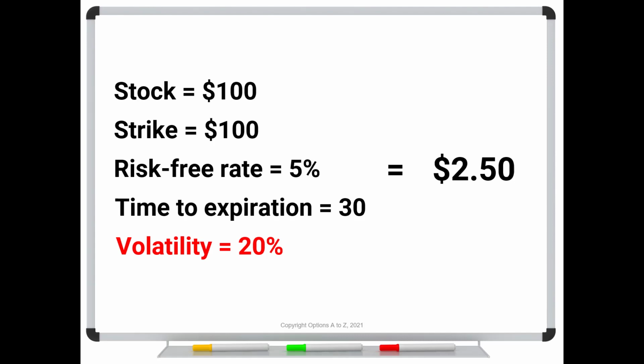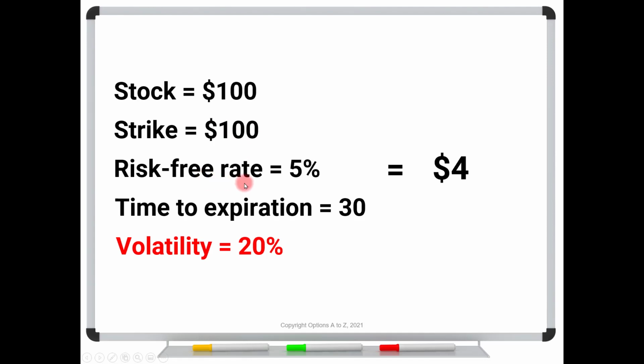So let's do an example like that. Let's say that we've got these factors, we look on our broker's platform, and we find that the option is not trading for $2.50, but instead is trading for $4. Well, if you'll notice, these first 4 factors are essentially locked. We can't change the stock price because it is trading for 100. We can't change the strike because that's the exercise price that we're trying to evaluate.